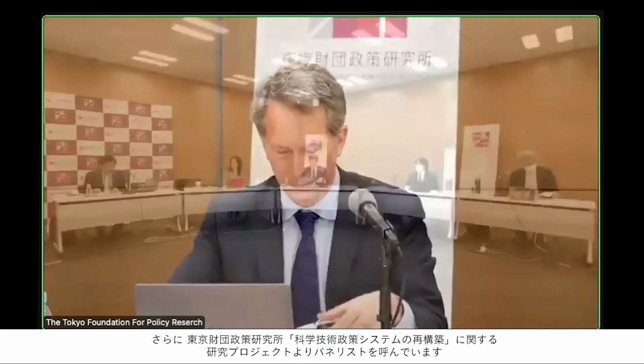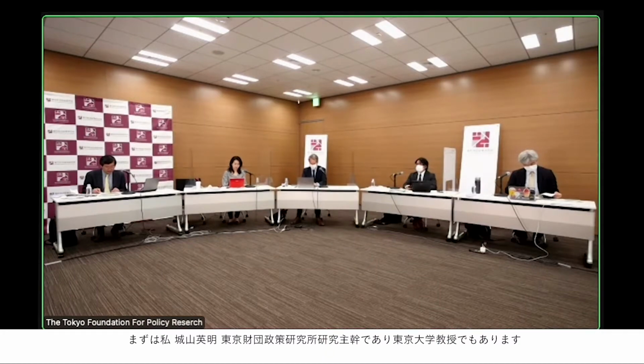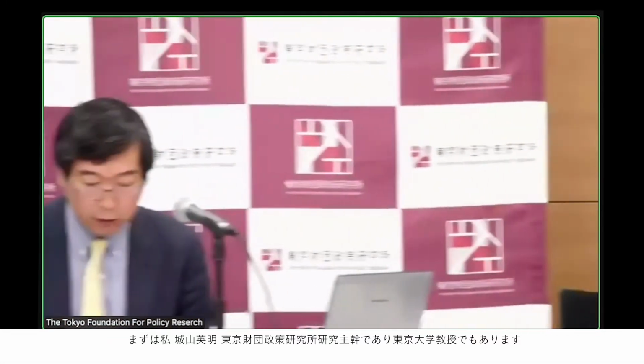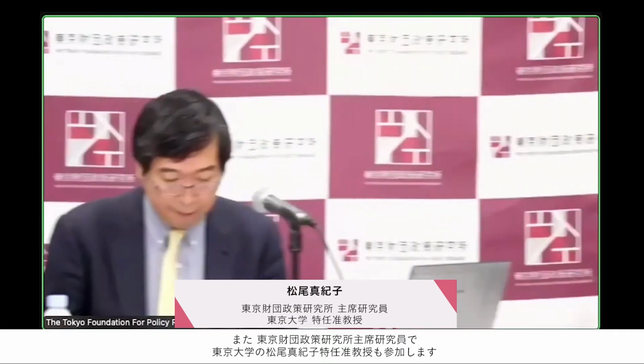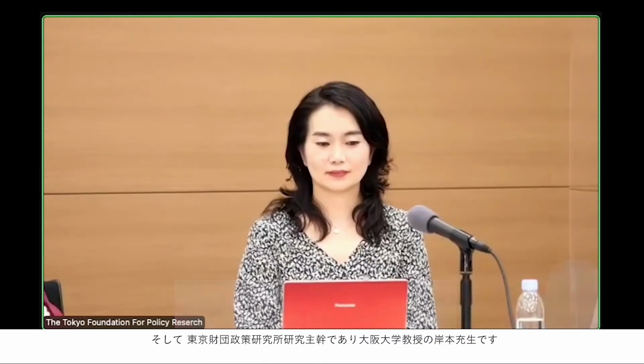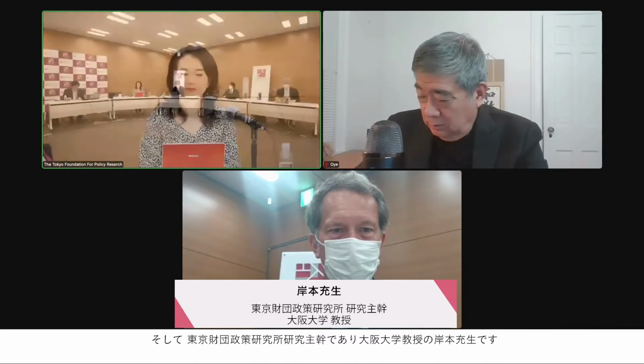Then we have panelists from the research project at the Tokyo Foundation for Policy Research on reconstructing the science and technology policy system. Myself, Hideaki Shiroyama, the research director at the Tokyo Foundation for Policy Research and also professor at the University of Tokyo. And we have Professor Makiko Matsuo, senior fellow at the Tokyo Foundation and associate professor at the University of Tokyo. Then we have Professor Mitsuo Kishimoto, research director here at the Tokyo Foundation, and also professor at Osaka University.